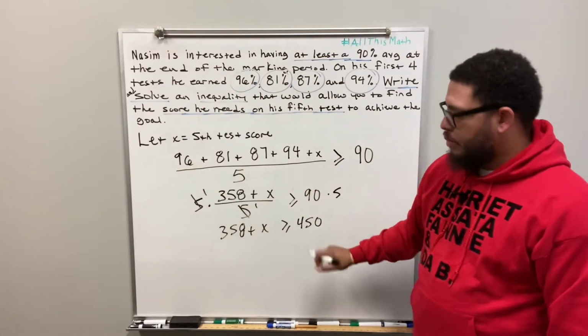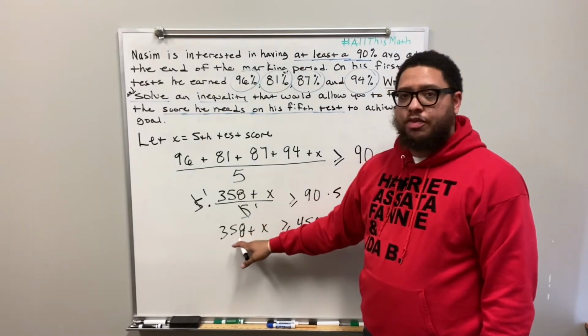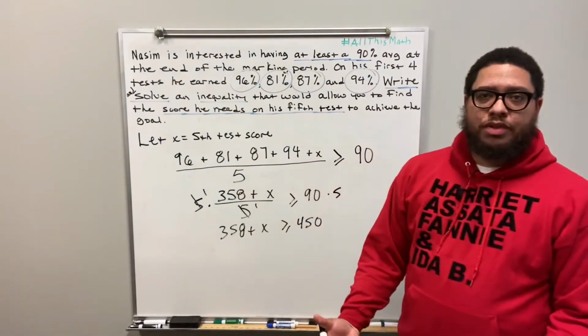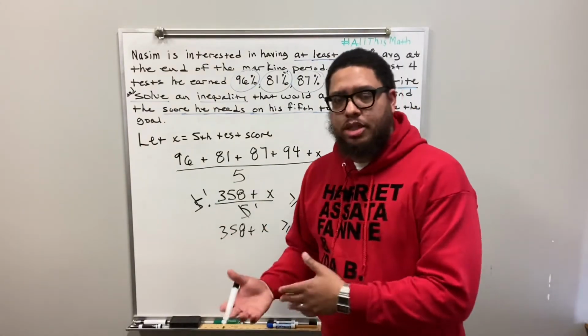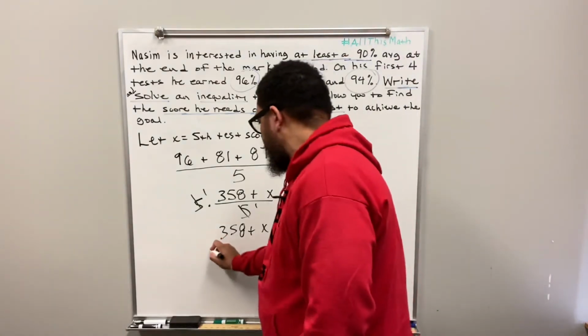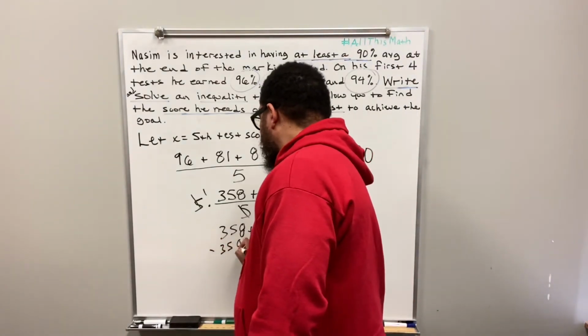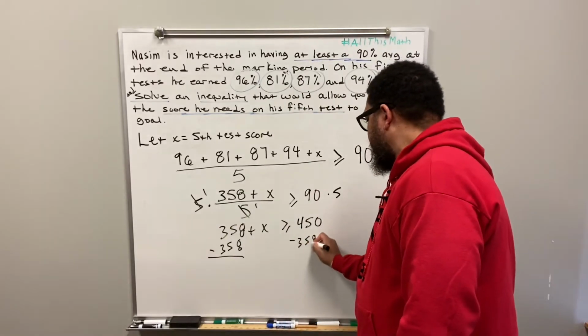So now what we're saying is, okay, 358 plus what is greater than or equal to 450? I get x by itself by doing the opposite of a positive 358. The opposite of a positive 358 is a negative 358. Negative 358 as an action is represented as subtracting 358. So what I need to do is subtract 358 on the left and also subtract 358 on the right.